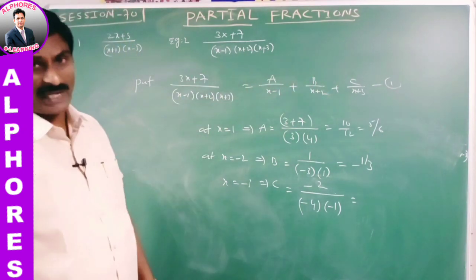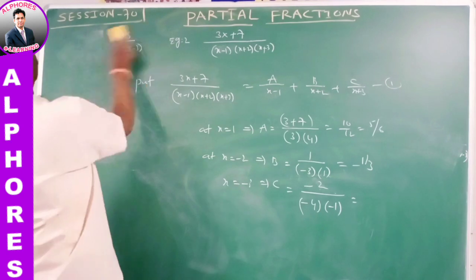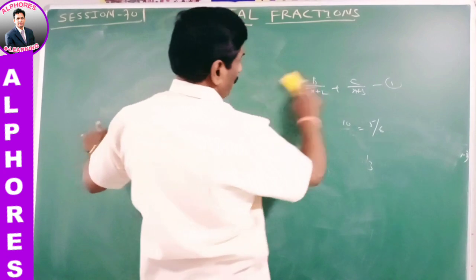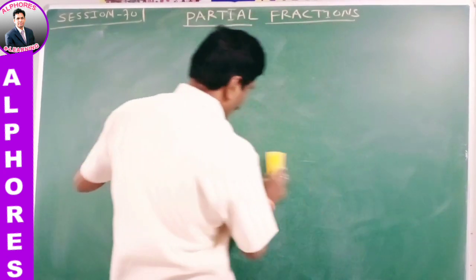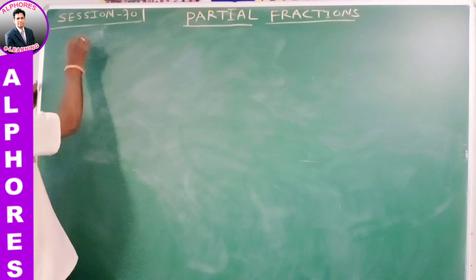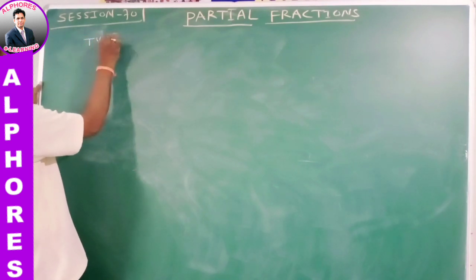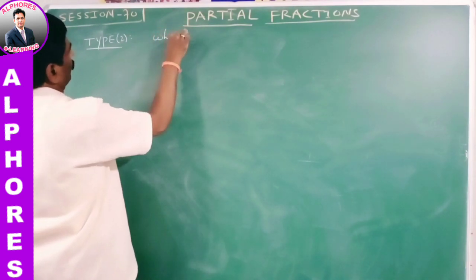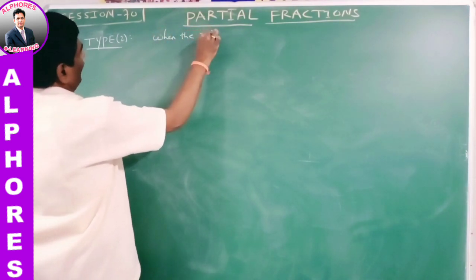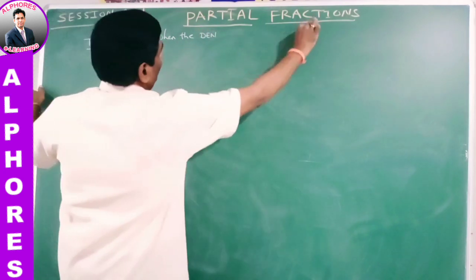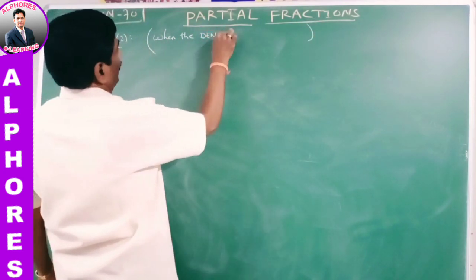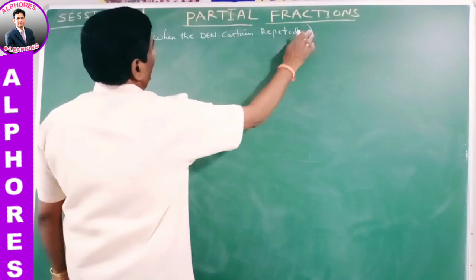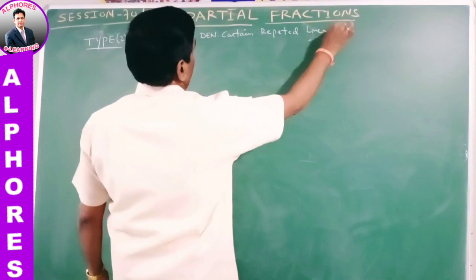Very, very important. Okay, next, type 2. In type 1, f of x by g of x is proper and the denominator g of x contains non-repeated linear factors. Type 2: when the denominator contains repeated linear factors.